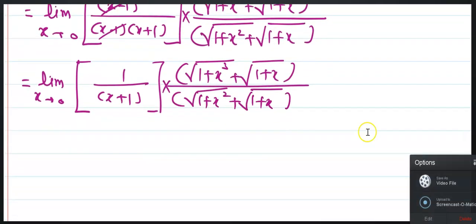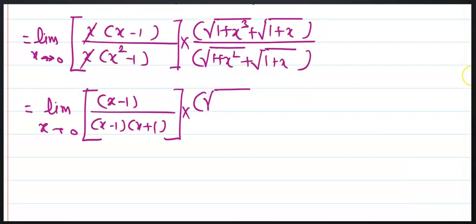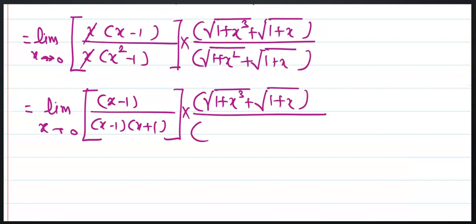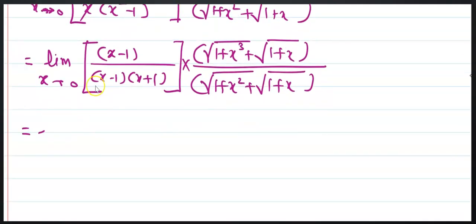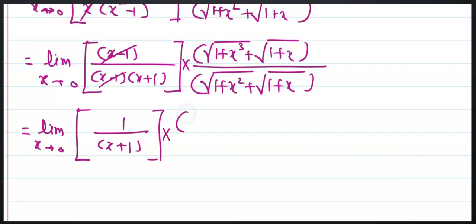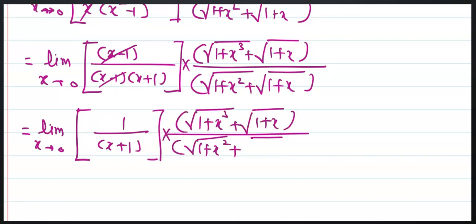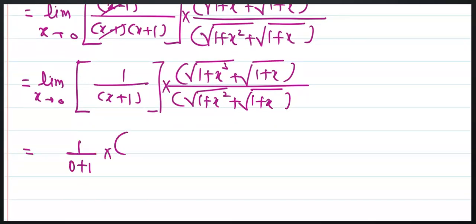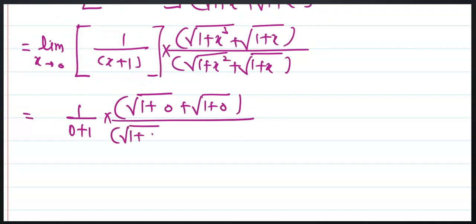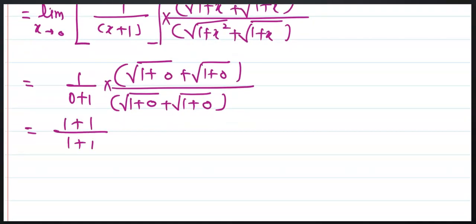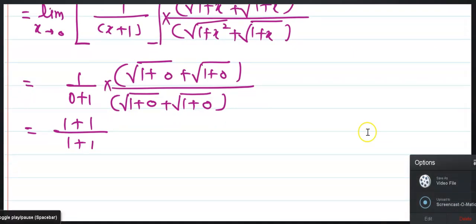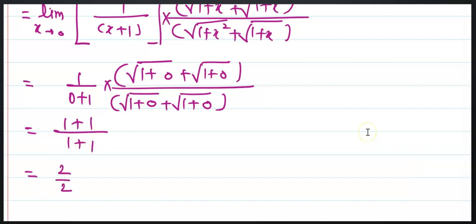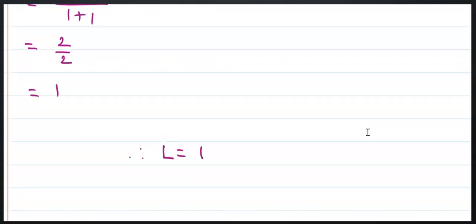You can see this step. I will repeat here. This is an important step. These are the factors. x minus 1, x minus 1 from the numerator and denominator get cancelled. In the next step, replace x by 0. Then you will get the answer. Replace x by 0. Therefore, 1 plus 1, that is 2, 1 plus 1 is 2, 2 upon 2 is 1 there. Therefore, it is equal to 1.